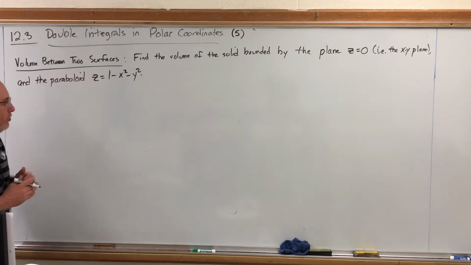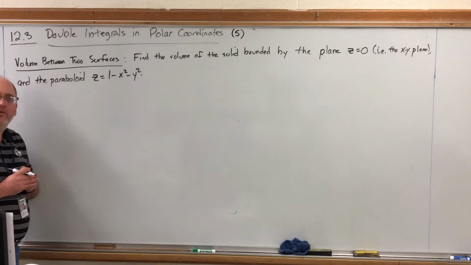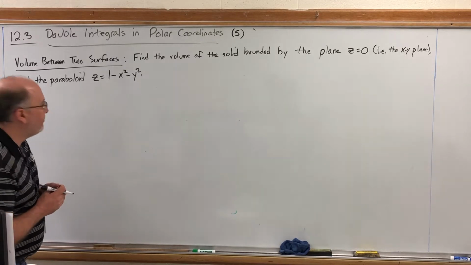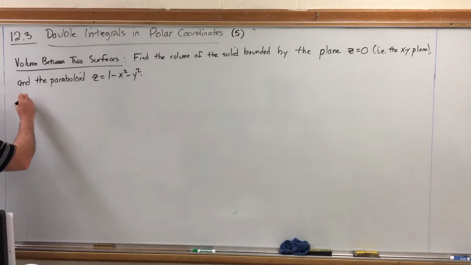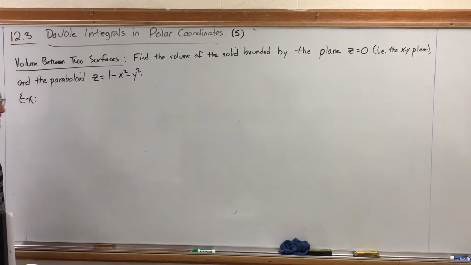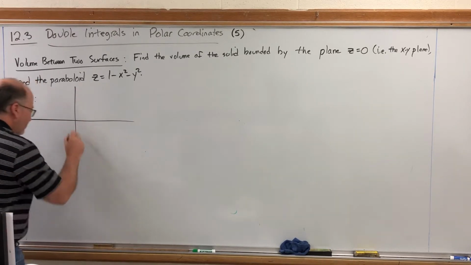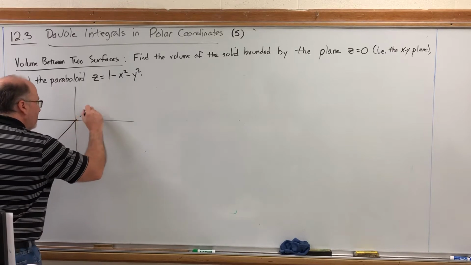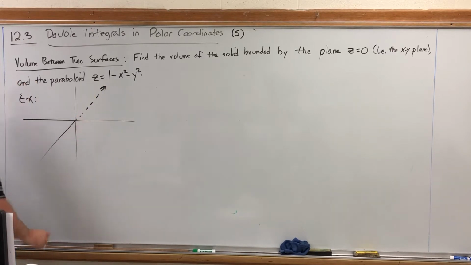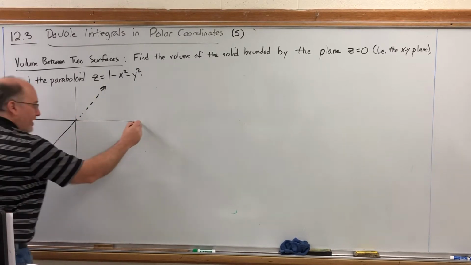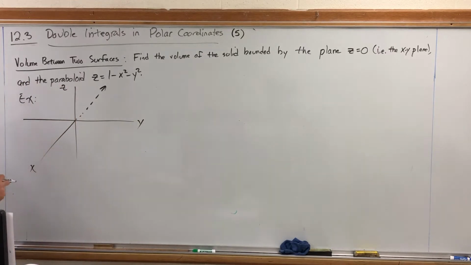Had we not been told this was a paraboloid, we could still graph it pretty straightforwardly, as I'm going to show you in a moment. All right, so let's take a look at what this is going to look like in 3 dimensions. So let's draw our x-axis, our y-axis, and our z-axis. The plane z equals 0 is just the plane containing the x-y axes, so not a problem there.